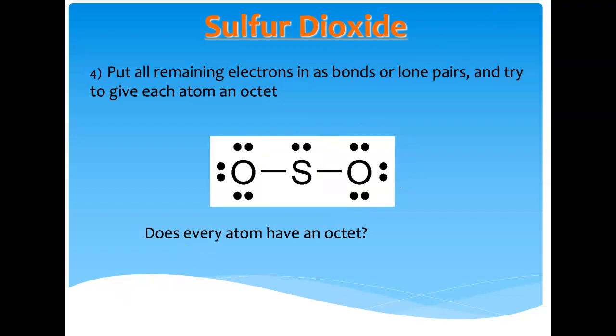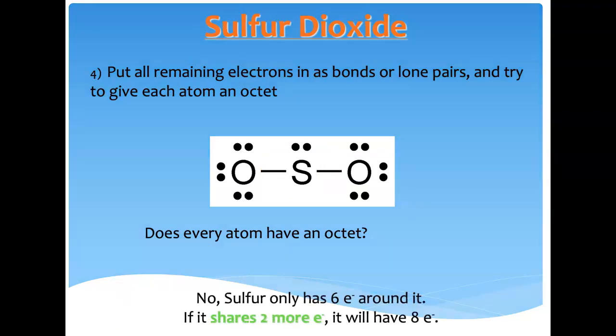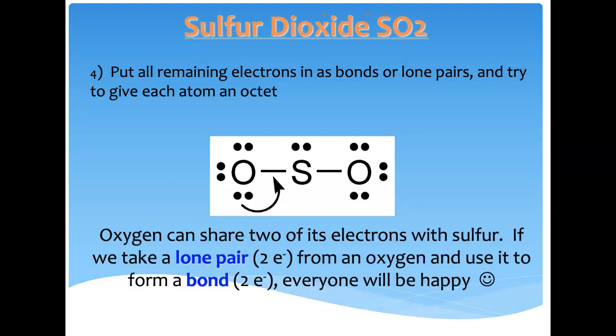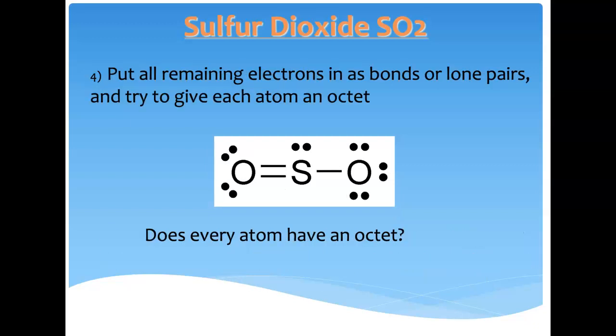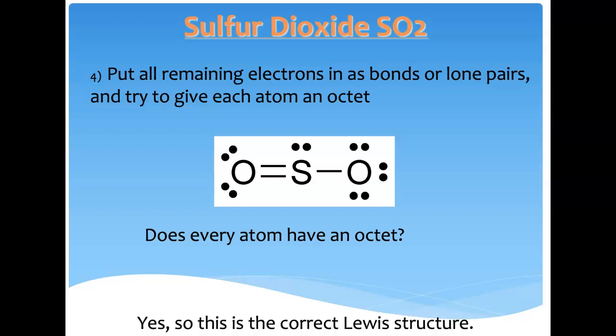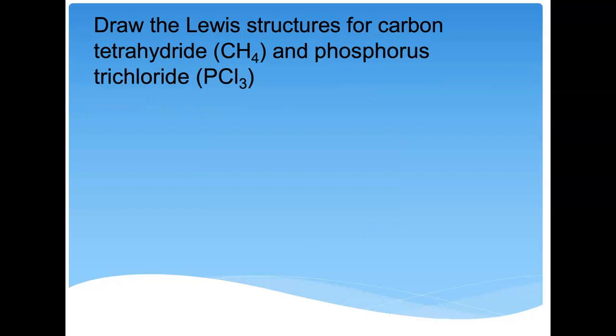And since our sulfur in the middle does not have its octet, one of the lone pairs can become a double bond. And that's how we know when a double bond occurs. And so now take a look at it. Now does every atom have an octet? Yes, they do. So yes, this would be the correct Lewis structure.